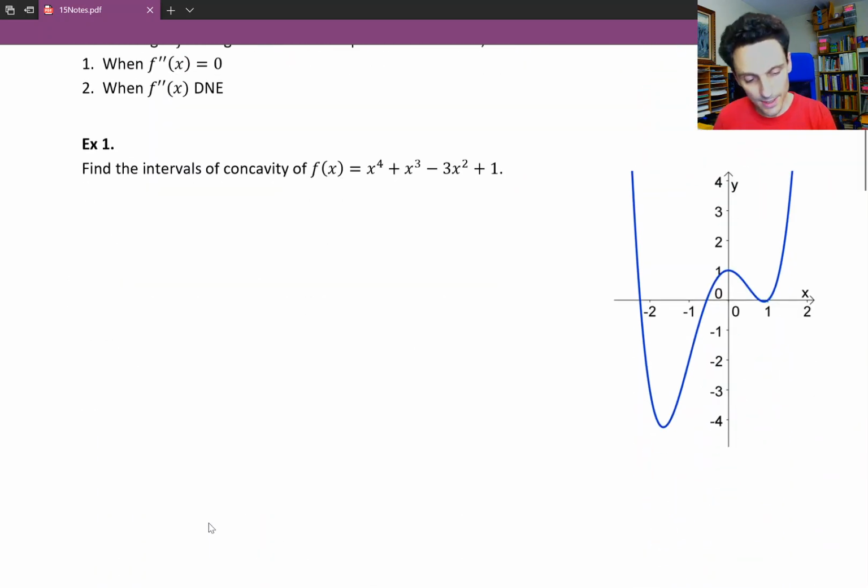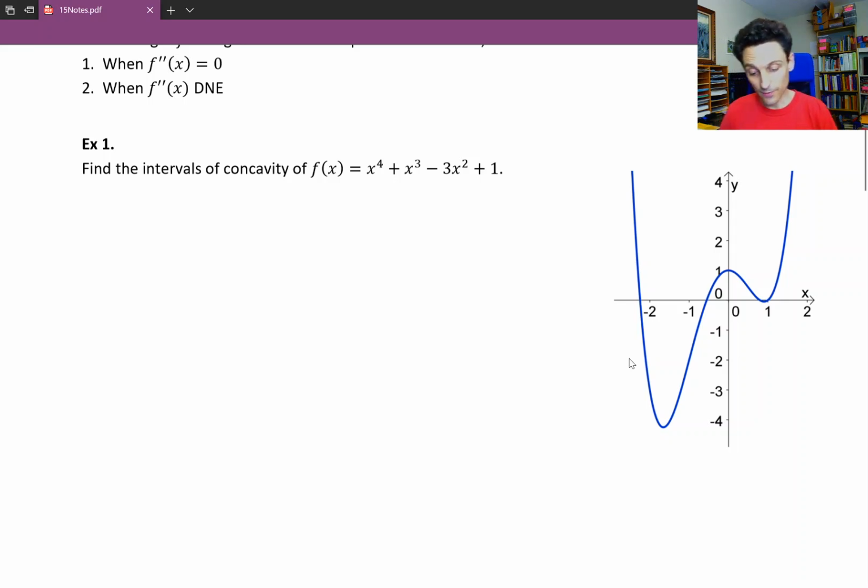So let's go ahead and look at example 1, which says find the intervals of concavity of f of x equals x to the fourth plus x to the third minus 3x squared plus 1, so this polynomial. We have a picture to the right, but most of the time you're not going to have the picture. You just have to figure this out algebraically. At the end, we'll use the picture to confirm that what we got was right.